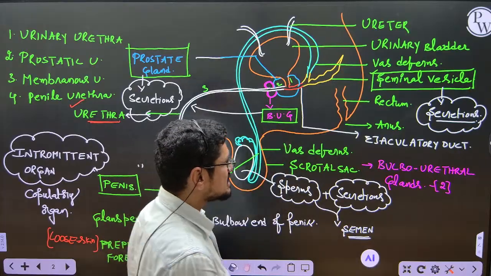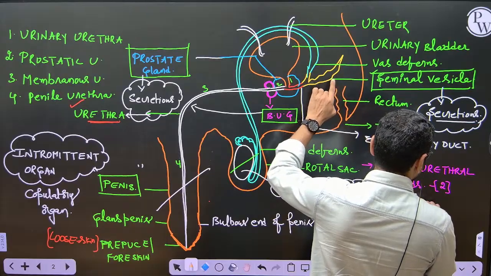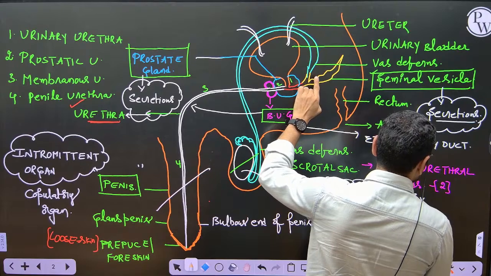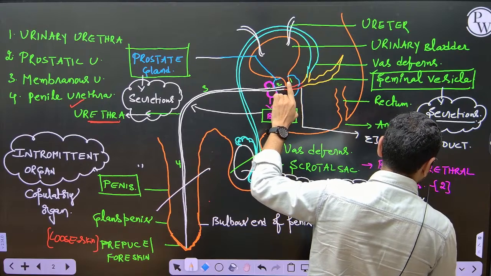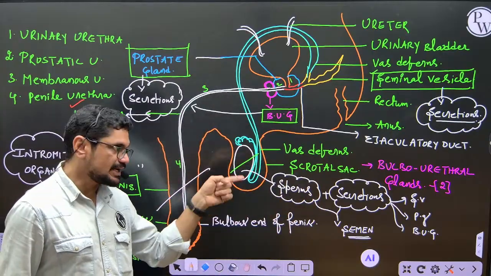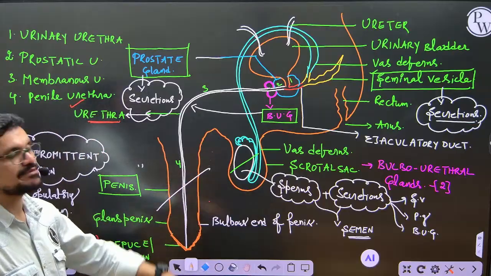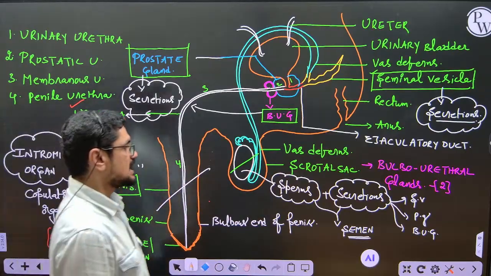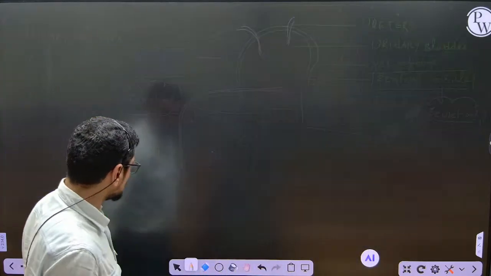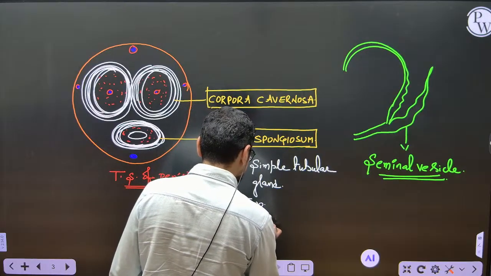What are these secretions? The secretions of number 1 seminal vesicle, secretions of the prostate gland, and secretions of the bulbourethral gland. So secretions of the seminal vesicle, the prostate gland, and the bulbourethral gland combined form the semen. Okay. And now, what is this seminal vesicle? I told you, it produces some secretions.